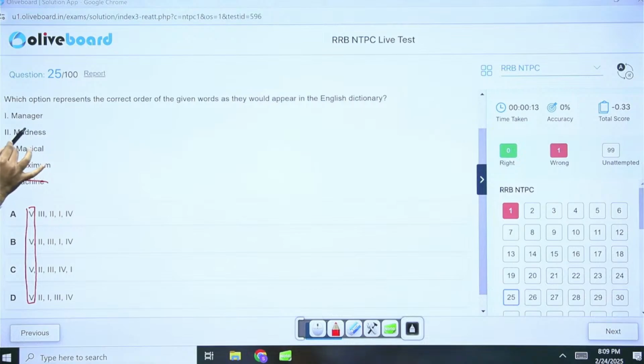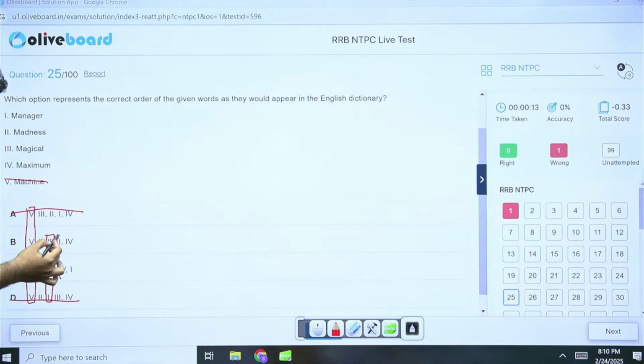Madness, magical. Obviously, D comes first, so this option is gone. Now after 2, we have to check between 3 and 1. Between 3 and 1, what is going to come? Manager, magical. Again, 3 is going to come first. So delete option 2.